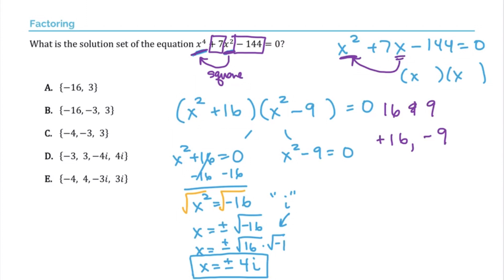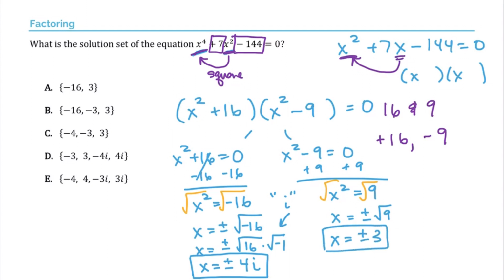Now to solve this other part, it's going to be a little easier for us. So x squared minus 9 equals 0. We can add 9 to both sides. X squared equals 9. To solve for x, we just take the square root of both sides. And remember, if you start with a square and then you take the square root, you're going to have two answers, a plus and a minus. So x equals plus or minus root 9. So x equals plus or minus 3. So we will have 4 answers, which makes sense because we have it to the 4th power. We're going to have a positive 3, a negative 3, a positive 4i, and a negative 4i. So the correct answer is D.